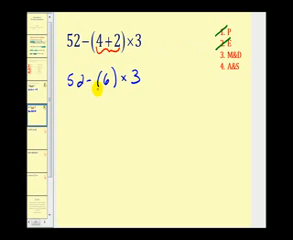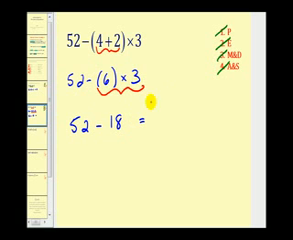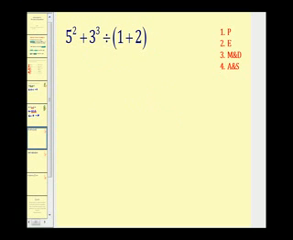We need to multiply 6 and 3 first. So we'll have 52 minus, this would be 18. And now we can perform the last step of subtraction. 52 minus 18 will be 34. Again, it doesn't matter how involved these expressions get. We're just going to keep following these 4 rules.